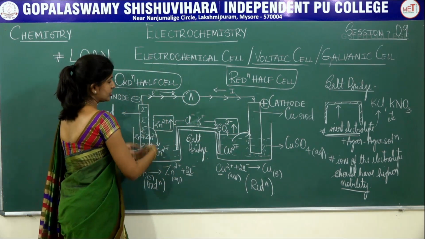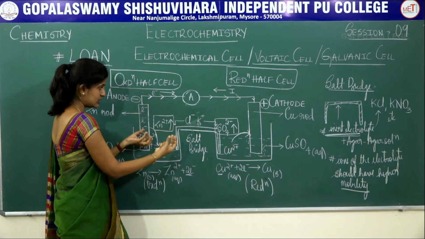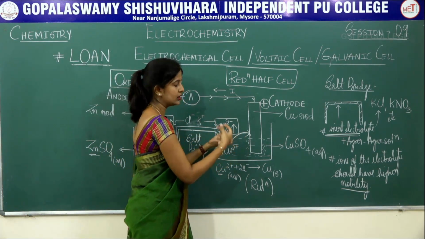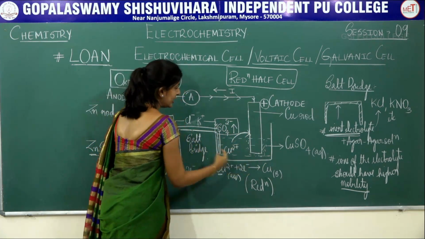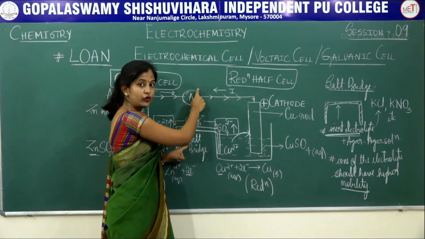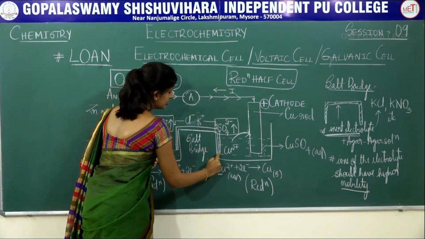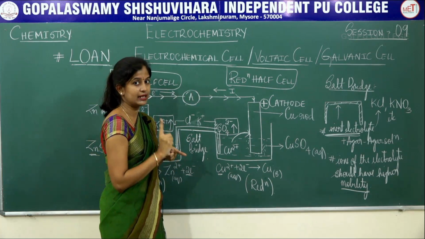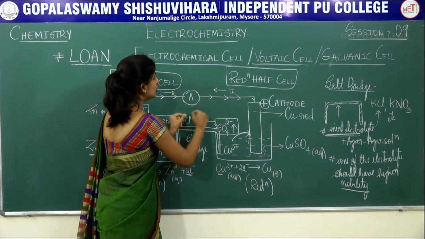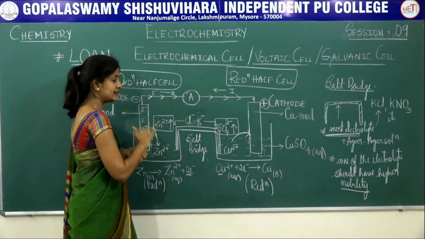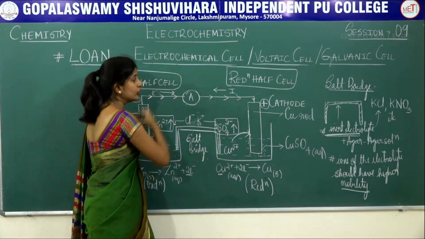Since ion accumulation goes on increasing in chamber 1 as well as chamber 2, in chamber 1 positive ion accumulation increases, and in chamber 2 sulfate ion, that is negatively charged ion, accumulation increases. In order to maintain electrical neutrality, and to have a continuous flow of electrons and current, you have to use a salt bridge. What is the role of the salt bridge? Mainly, it maintains electrical neutrality. How? The electrolyte taken inside will move to the respective chambers and neutralize the respective charges. As a result, you will have a continuous electricity flow through the cell.